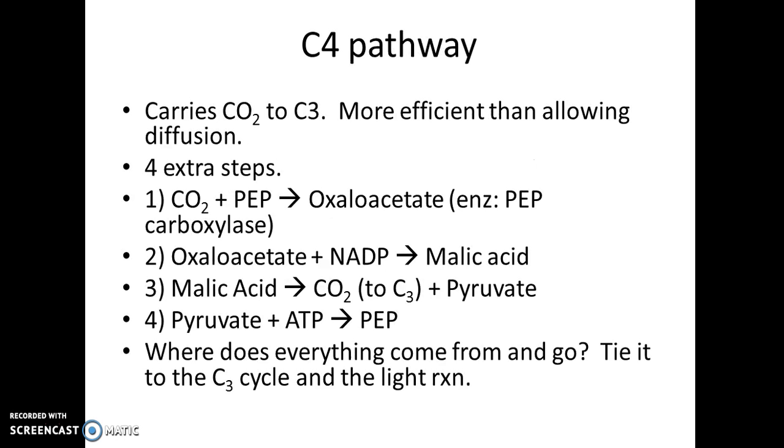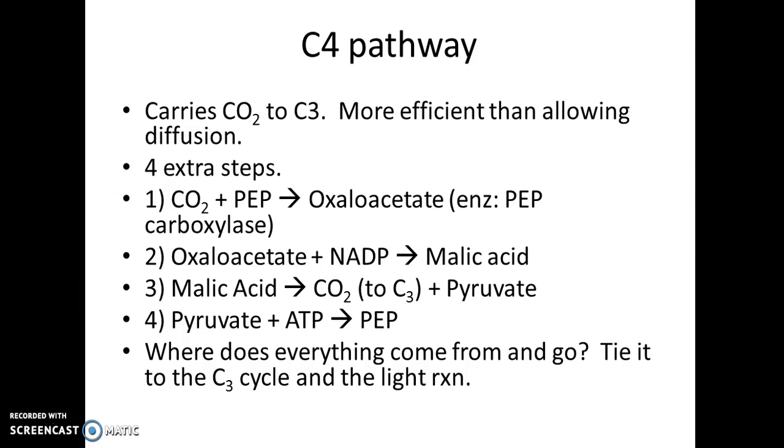Now, the C4 pathway is another step added to the C3 pathway. It's a more efficient way of moving the carbon dioxide from the leaf into the cell. So just add 4 extra steps. So we have CO2 plus PEP, which is phosphoenolpyruvate. We form a 4-carbon oxaloacetate. The enzyme is PEP carboxylase.